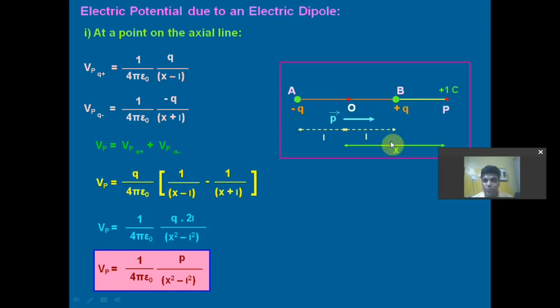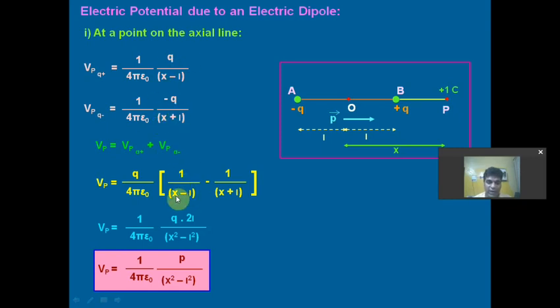What is OP? X plus L. So that means VP due to minus Q charge is equal to 1 by 4 pi epsilon naught times minus Q upon X plus L. Now what will be the total potential? Total potential is the sum of potential due to plus Q charge and minus Q charge. That means we have to add both these terms.